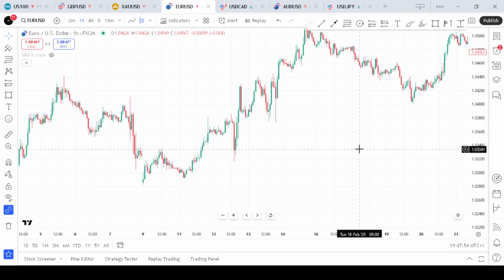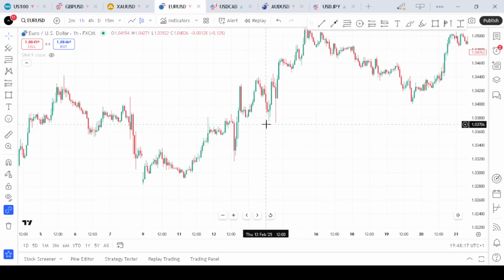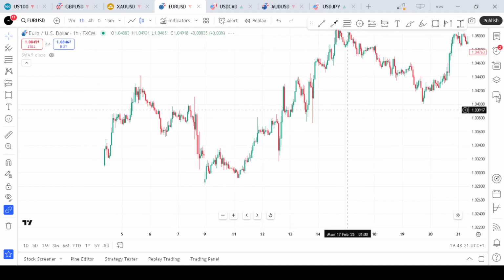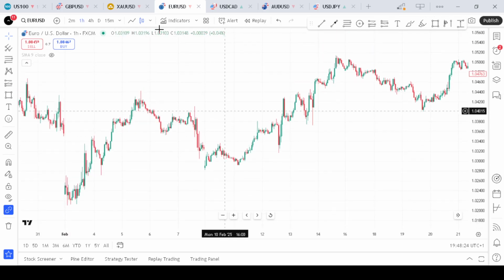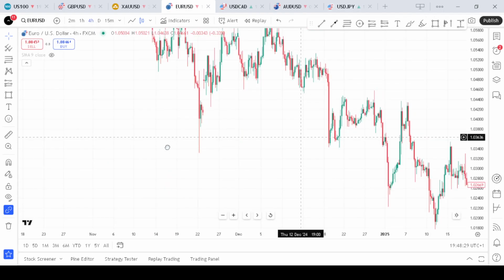Now we understand what the Andrew Pitchfork is. Let's dive into a comprehensive strategy to use this powerful tool. The first step is to identify the trend. We identify the trend by analyzing a higher time frame, such as the 4-hour or 1-hour time frame, to get a clear picture of the overall trend. Then we look for a series of higher highs and higher lows in an uptrend. So when we get the overall structure of the market, we can analyze the 4-hour time frame or the daily time frame to get the overall trend.